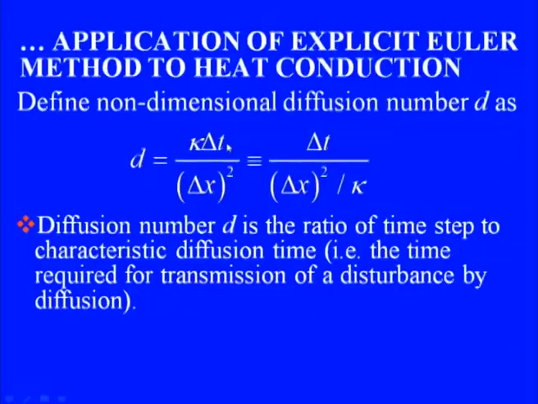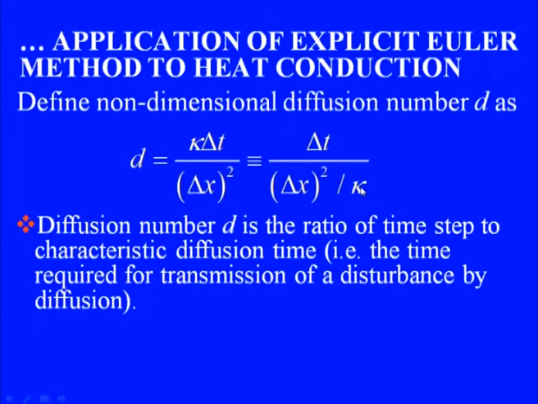Now let us introduce a non-dimensional number which we call the diffusion number d, to simplify our expressions. So d is kappa delta t divided by delta x squared. We can rewrite it as delta t divided by (delta x squared by kappa). On the numerator we have our time step, and this delta x squared by kappa would again give us a time scale.